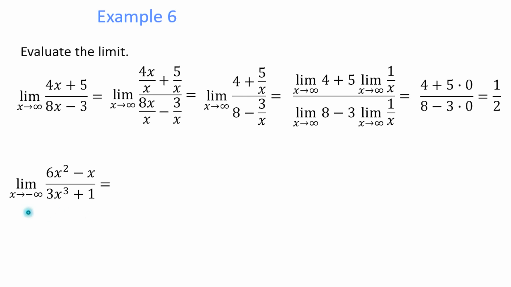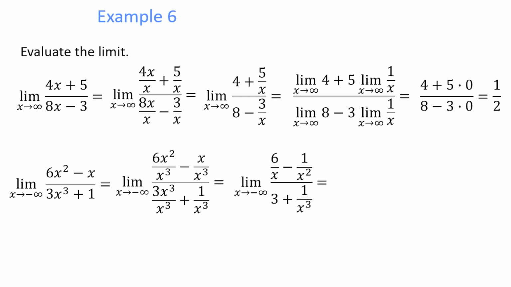Let's see what happens in this second question. We use a very similar method, but since here we have x squared, x, and x cubed, we will choose the highest degree term. So we will use x cubed and divide each of the terms by x cubed. So let's see, here we can simplify, we can simplify, we can simplify, and we have to leave it like this. So let's see what we get: 6 over x, 1 over x squared, 3, and 1 over x cubed.